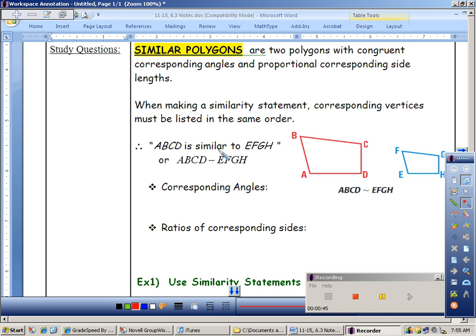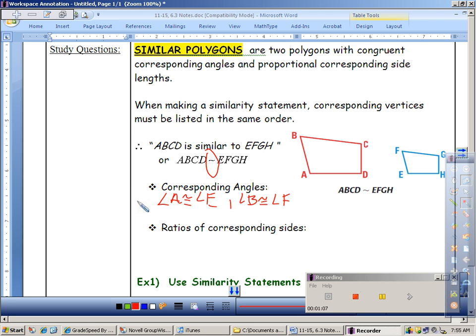So to say ABCD is similar to EFGH, we use this symbol here, which signifies similar. And then the corresponding angles, again from where it's been written, I have angle A to angle E, angle B to angle F, angle C to angle G, and angle D is congruent to angle H. These are the corresponding angles of these two polygons.